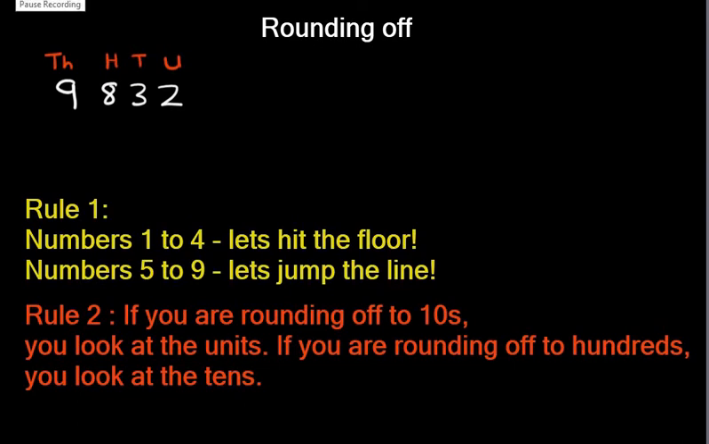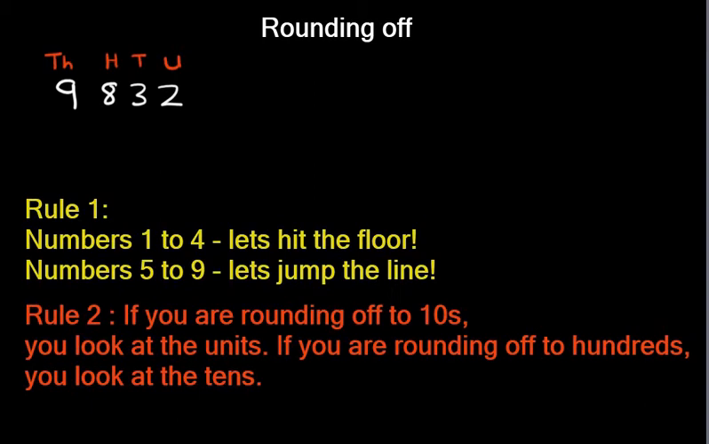Now let's look at rule number 1. Rule number 1 says, numbers 1 to 4, let's hit the floor. When we hit the floor, we go down. Numbers 5 to 9, let's jump the line, which means we go ahead.